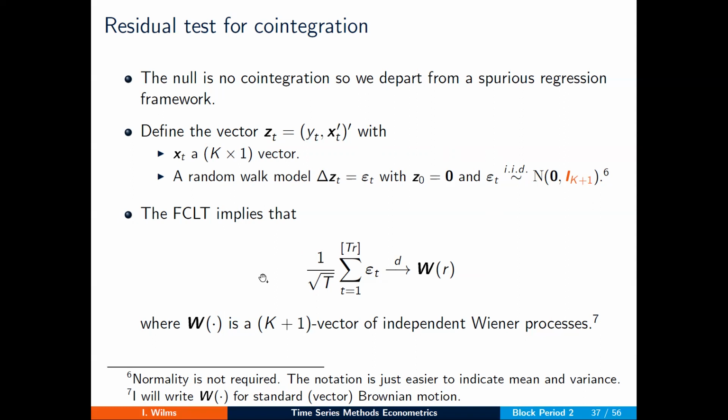No surprise that we will again have to rely on the functional central limit theorem, this time for our vector process epsilon t, where this guy converges in distribution to a k+1 vector of independent Brownian motions.